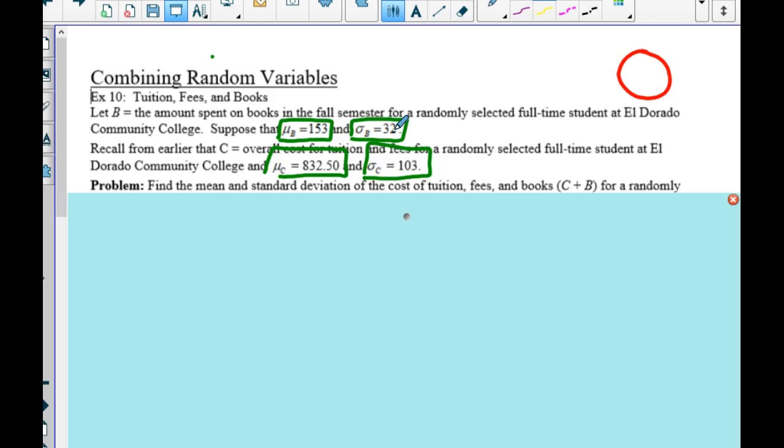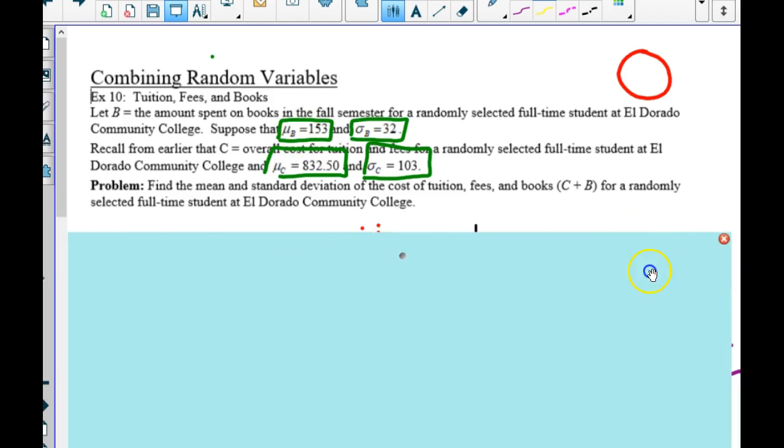In the long run, we would expect an average standard deviation. On average, this is how much we're going to vary from the mean by, okay? Or the average distance observations are from the mean. Okay, moving on now. What it wants to know, it says on average, how much are we going to have to spend altogether, okay? So that's tuition, books, and fees, so the overall cost plus the books.